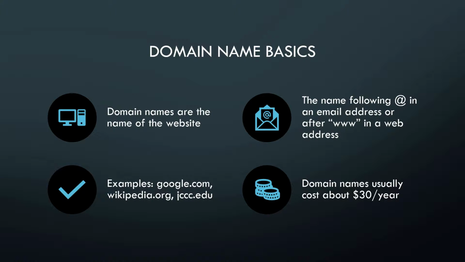Domain names are the name of the website, the name following the @ in an email address, or after www in a web address. Examples are google.com, wikipedia.org, or jccc.edu. Domain names usually cost about $30 a year.